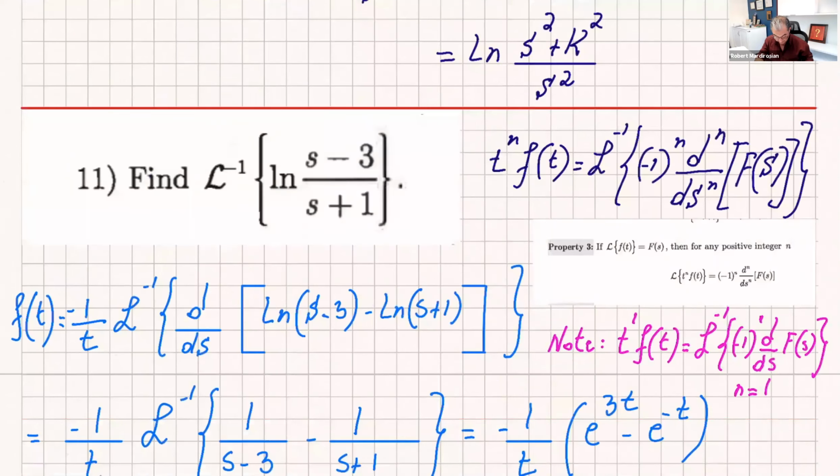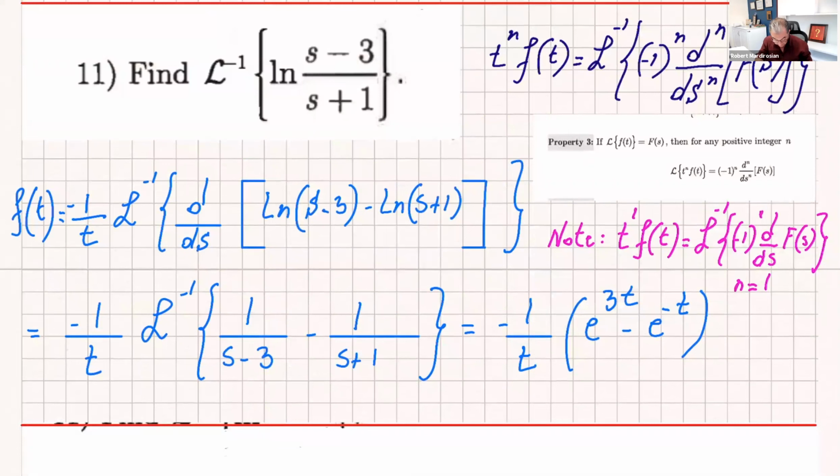And it's number 11. Number 11 says find the Laplace inverse of s ln of (s minus 3) over (s plus 1). Now to find that directly is very difficult. So what we're going to do is use this property.